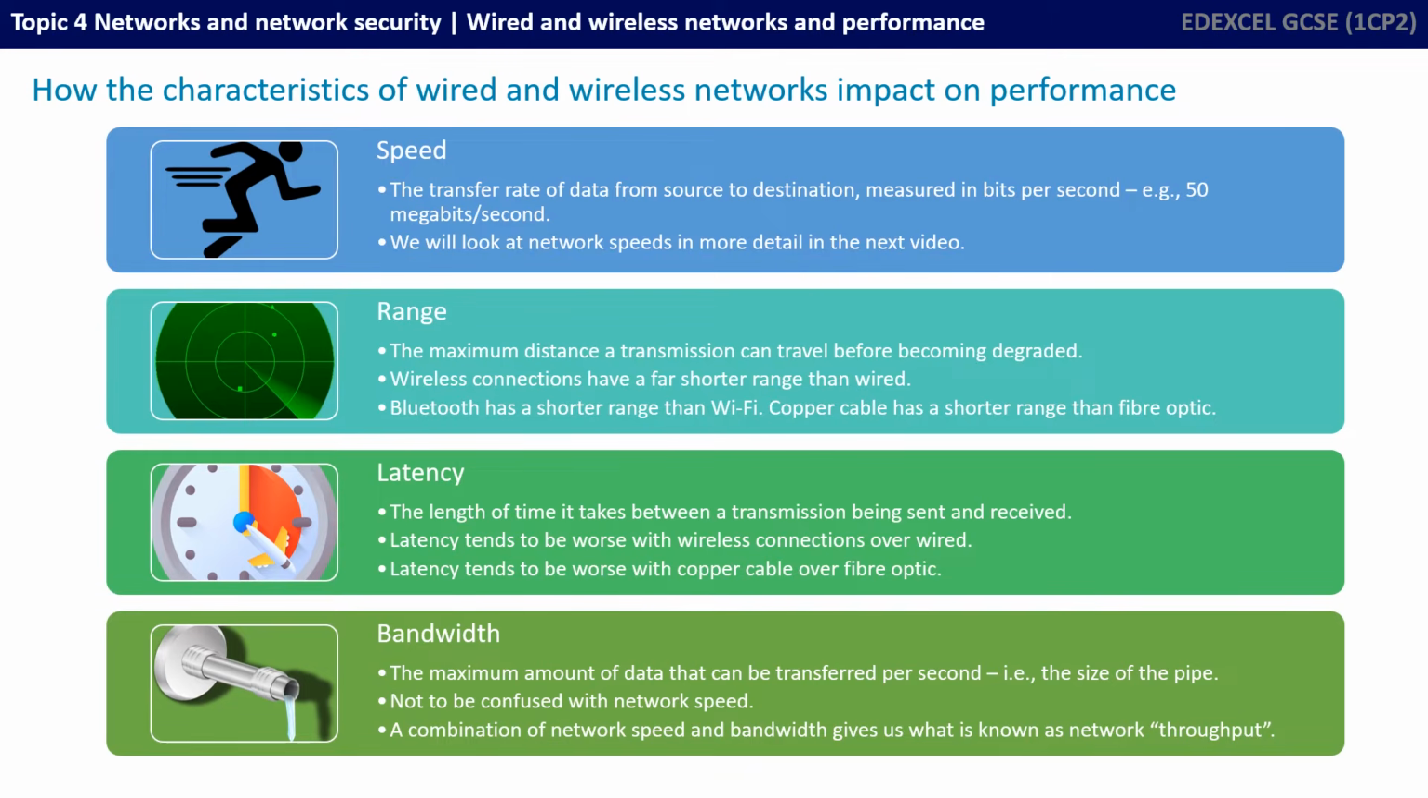Bandwidth is the maximum amount of data that can possibly be transferred per second, and you can think of this as the size of a pipe with water flowing through it. You should not confuse this with network speed, which is the actual transfer rate of data. A combination of network speed and bandwidth gives us what is known as throughput.